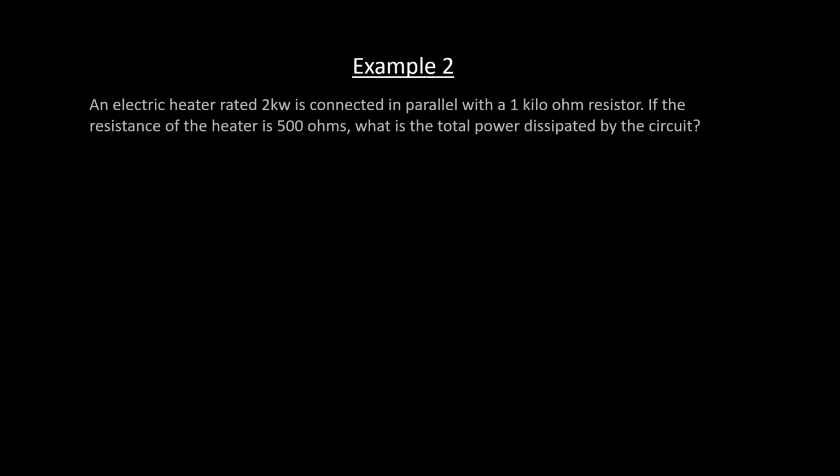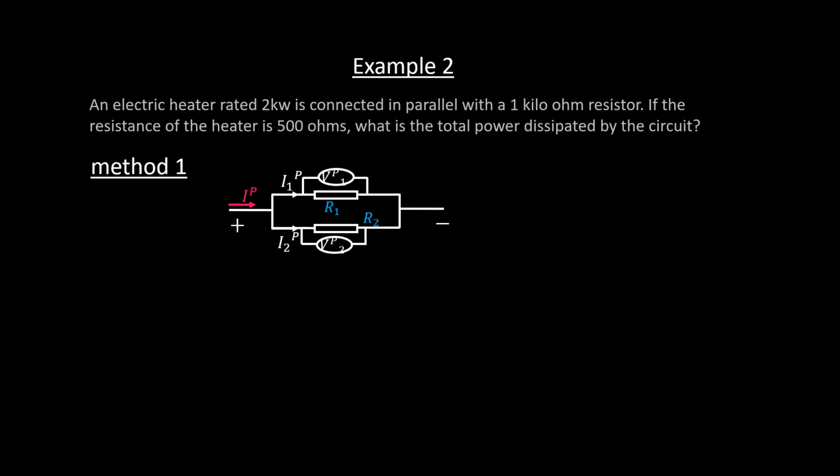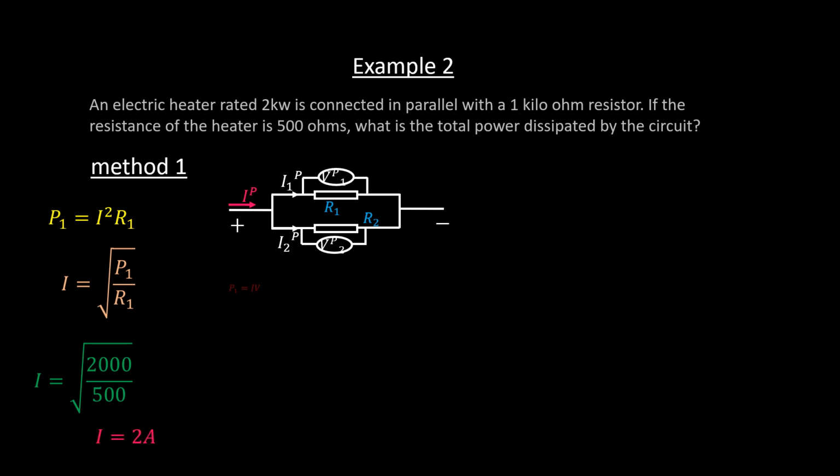Back to our problem. The circuit diagram is given as shown. Like we did before, we use the power equation formula to calculate the current through R1 as follows. This gives us 2 amperes. Power can also be defined as current times voltage. This gives a voltage of 1 kilovolt.